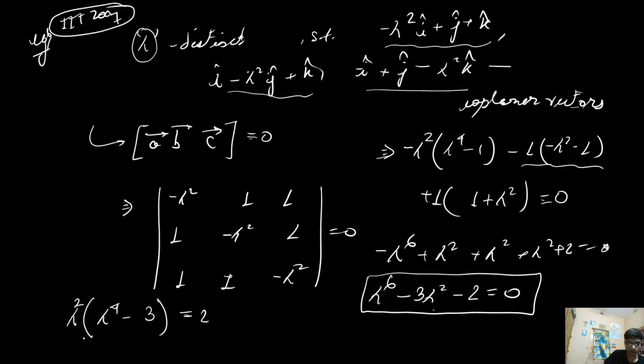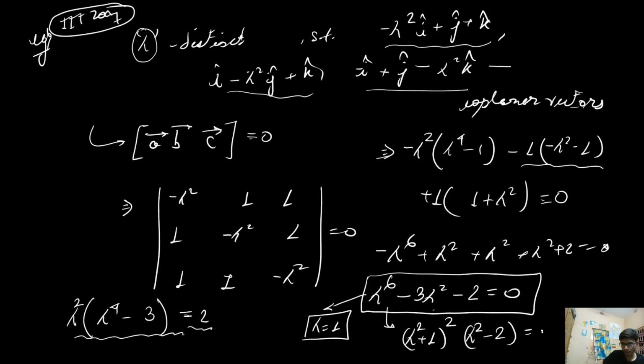In doing so you will get the results if you solve these conditions, or maybe you go on and try to find by hit and trial. If you put lambda is equal to 1, you will see that this root satisfies this equation. So lambda is equal to 1 is one of the roots, and if you solve by remainder method and factorize this, you will get lambda plus 1 times lambda plus 1, lambda square plus 1 whole square, and lambda square minus 2 is equal to 0.